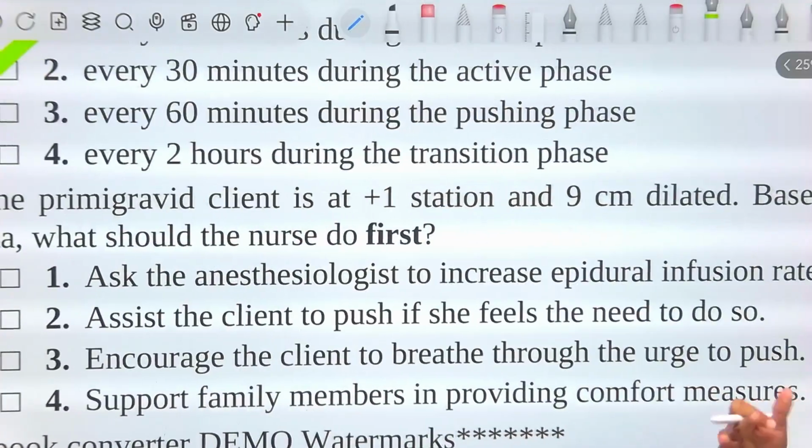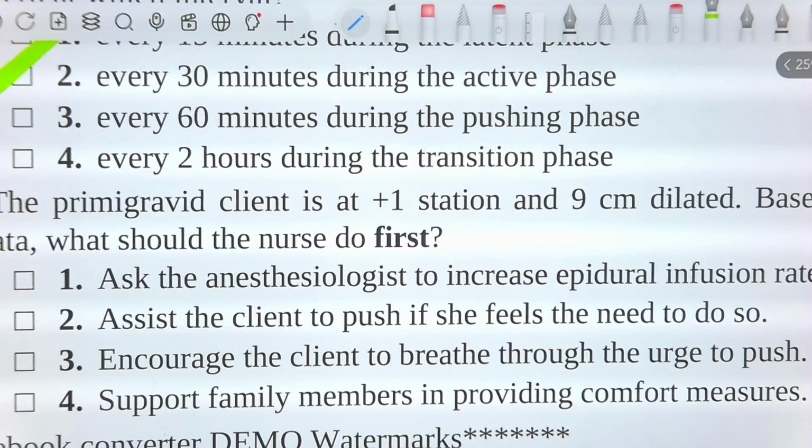Now, let's read the next question. A primary gravid client at positive 1 station and 9 centimeters dilated. Based on the data, what should the nurse do first? Read all the options. What can be the right answer? Answer number 3 will be the correct. Encourage the client to breathe through the urge to push.